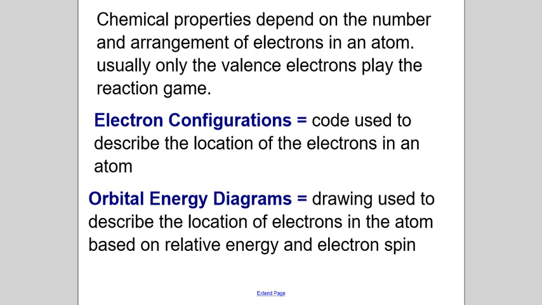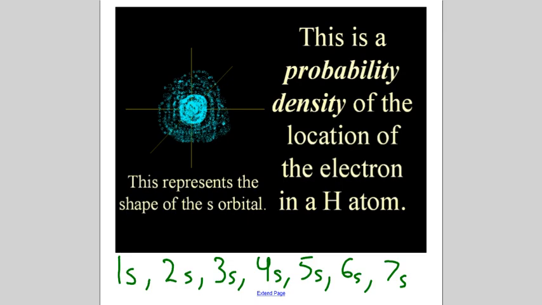Now, chemical properties will depend on the number and arrangements of electrons in an atom. So usually only the valence electrons are the ones that we pay attention to. So those are the outermost electrons. But the electron configuration and orbital diagrams are kind of a code to tell us where those electrons are. So each chemical has its own electron configuration, and the orbital diagram is a picture representation of those different energy levels. So we'll go through some of these things here.